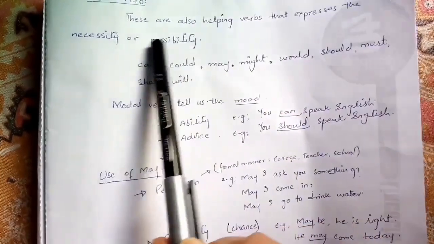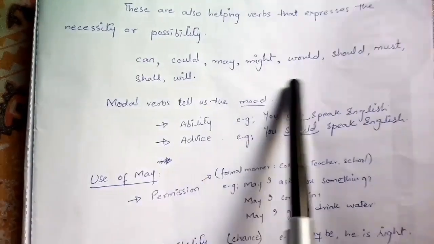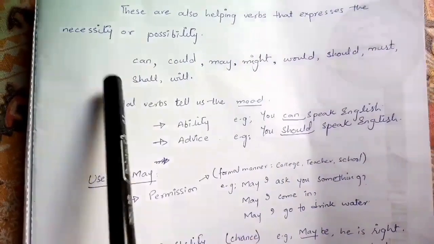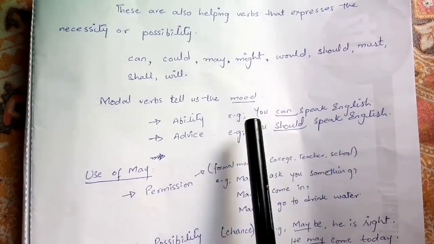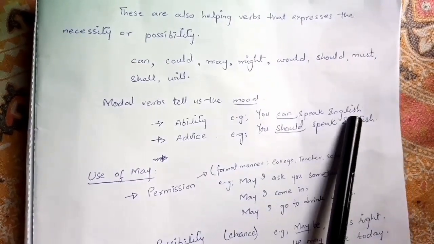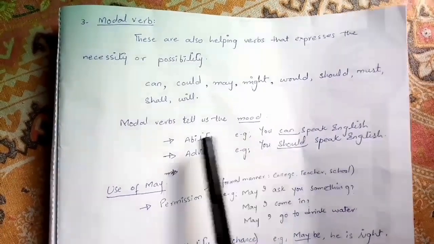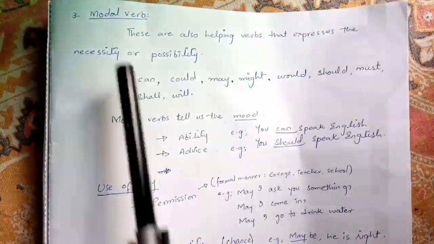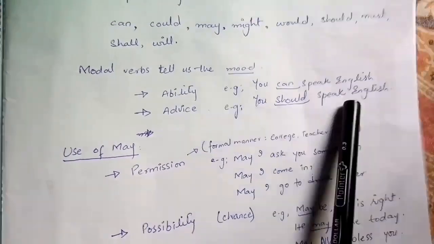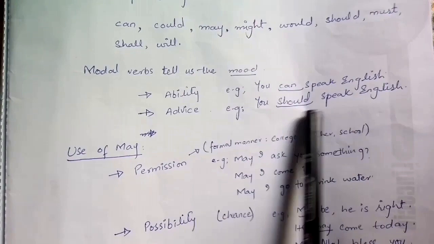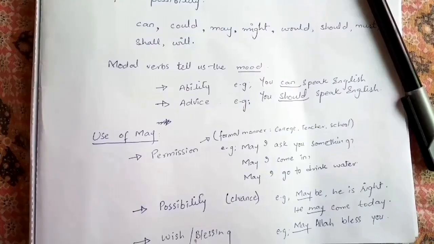If these clue words are present in any sentence, then it is the modal verb. If I say to anybody that you can speak English, over here the word can represents the ability. It represents the modal verb. But if I say you should speak English, over here the word should expresses the advice.